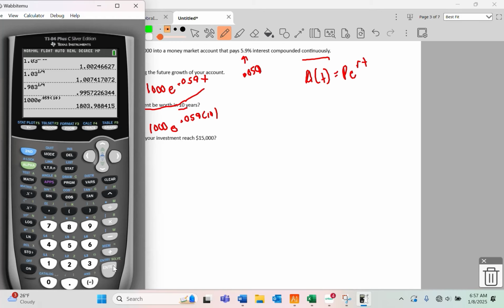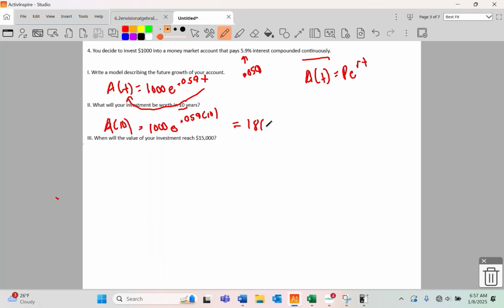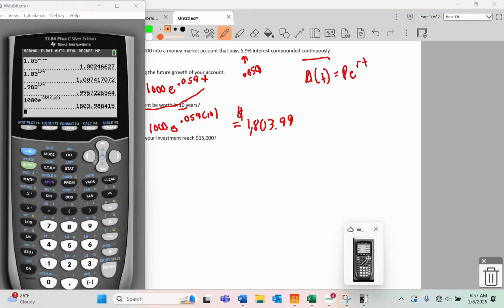And I get $1,803.99. It's not bad. It's really hard to make wealth. You gotta get lucky. When will your investment reach 15,000?